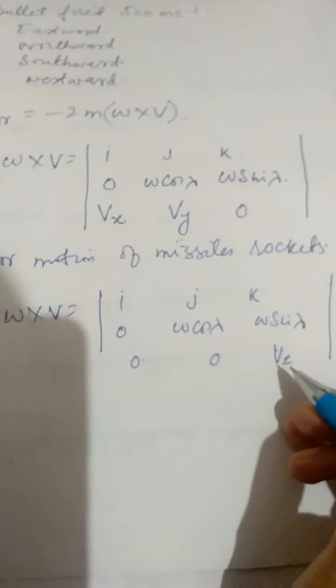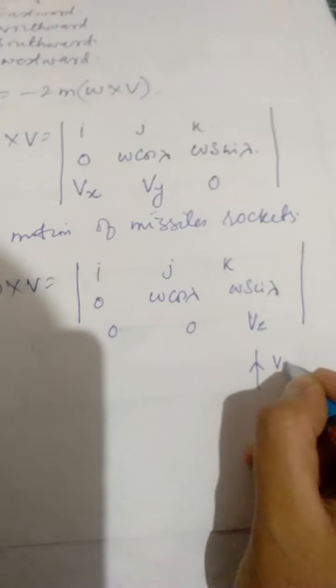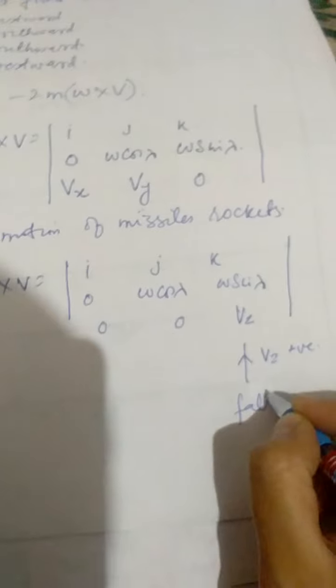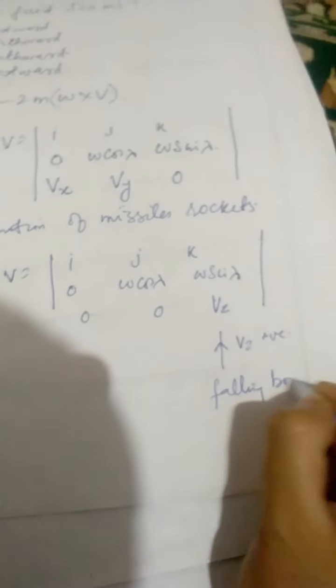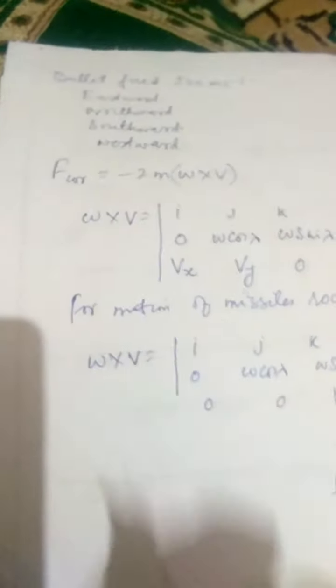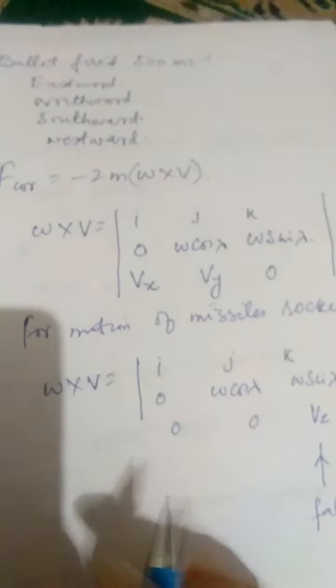In this case, Vz will be taken positive if the body is projected up from the surface of Earth. And in the case of falling bodies which return back to Earth, Vz will be taken negative. That's all. Once we know all this, we can proceed to solve the numerical problems. Now let us go to this numerical problem.